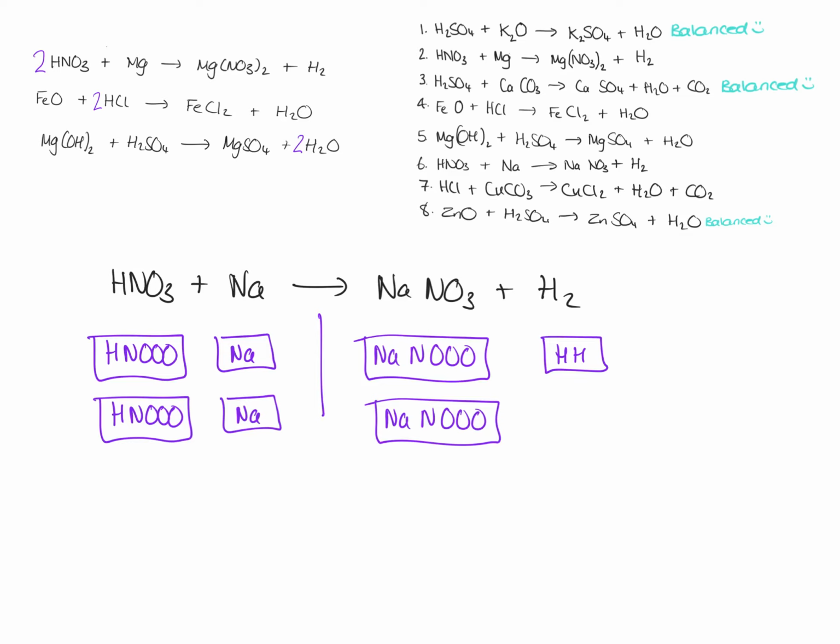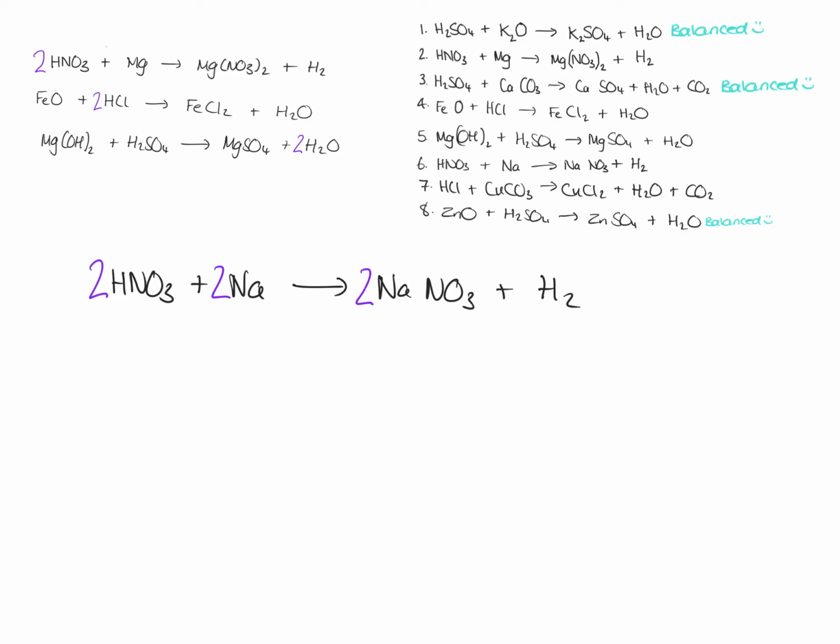So you can check that all of those still balanced. We can go through each of the elements again and just double check them. But now we need to make sure that we're putting in the big numbers. So 2 lots of nitric acid, 2 lots of sodium, and 2 lots of sodium nitrate, and we've left the hydrogen on its own, so we don't need to worry about that. So that's your equation for number 6.